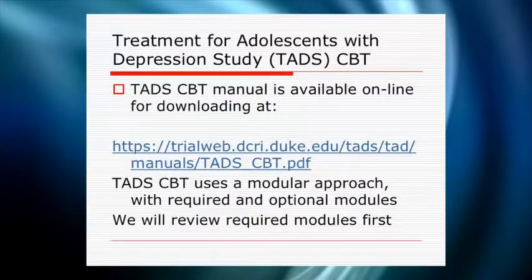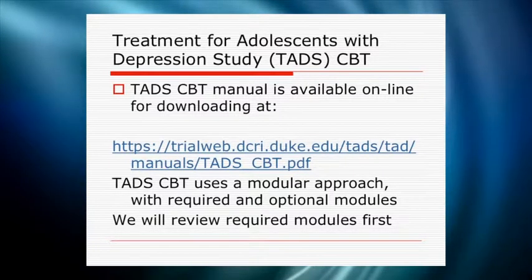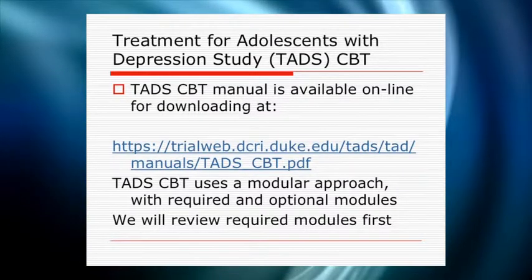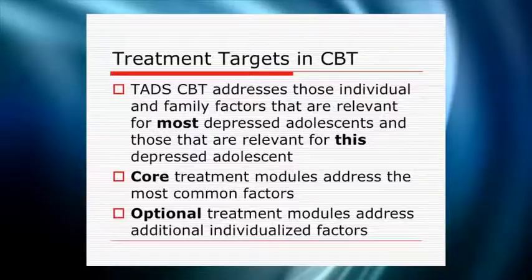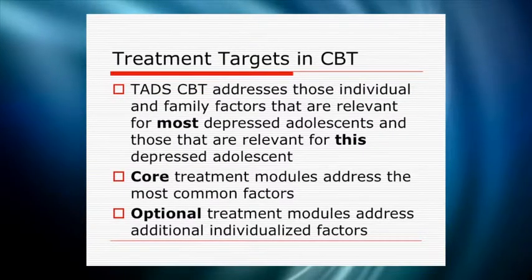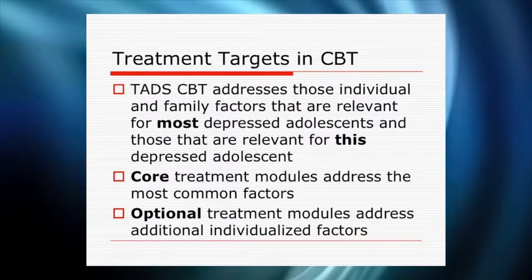I'm going to come back to this later. We can get the manual online. You have this. If you ever want the manual, this is where it is. And if you don't want to remember that long line, you can just Google TAD CBT Manual, and it'll come up. The point is that in this treatment, we're going to use a modular approach where we pick modules to address the things that come up in the case formulation. Okay? The CBT addresses individual and family factors that are relevant for most depressed adolescents and for this depressed adolescent. Okay? They're core treatment modules and optional treatment modules.